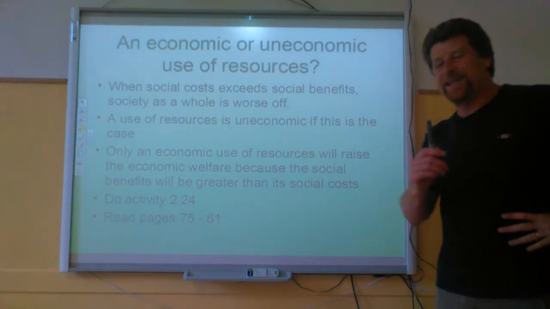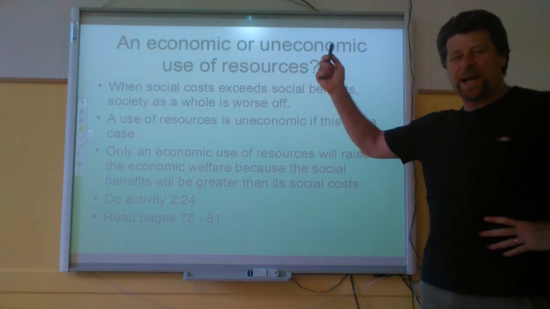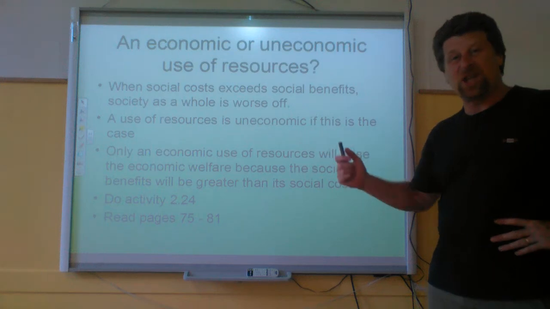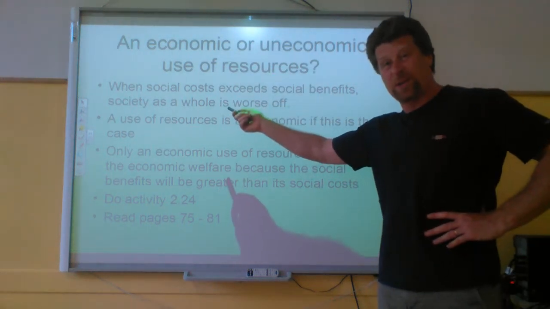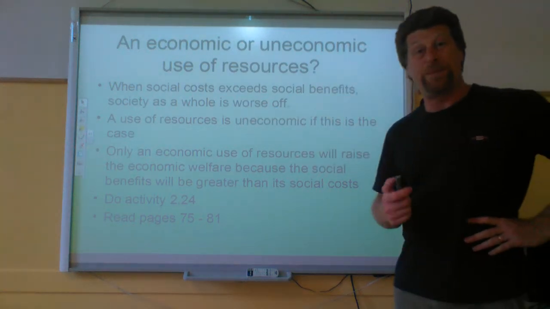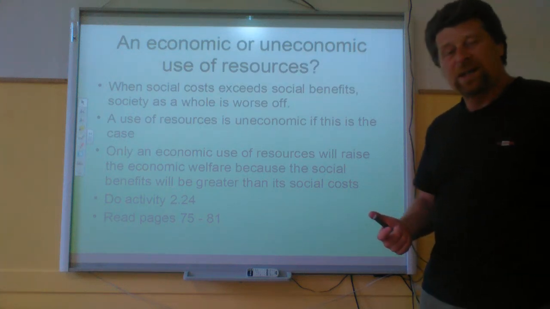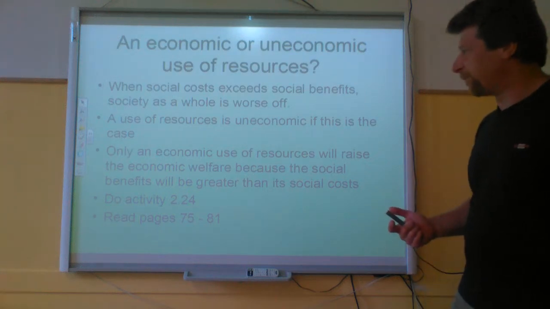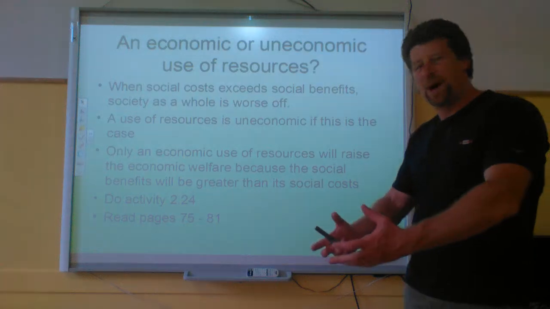So when we consider if the resources are being used economically or uneconomically, we need to consider these externalities. We need to consider if the social costs, which are the negative externalities, exceed the social benefits, which are the positive externalities. Is society worse off or better off? And it's not always obvious in the market.